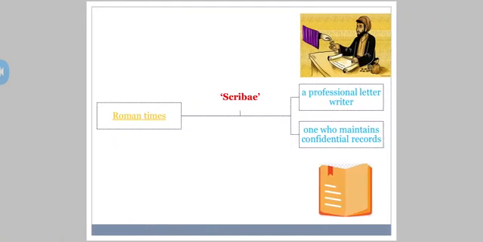Now in the Roman times, the scribe used to be a professional letter writer, or the one who maintained confidential records. A professional letter writer in the Roman times wrote letters for another person, or maintained the confidential records. Confidential records are the personal records, the secrets, the private records. Such a person was known as a scribe in the Roman times.